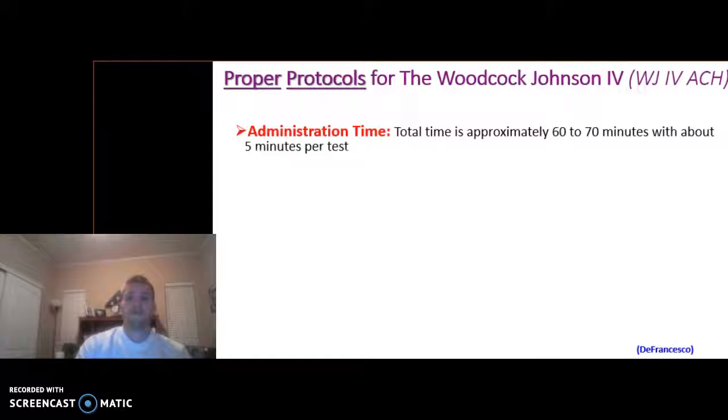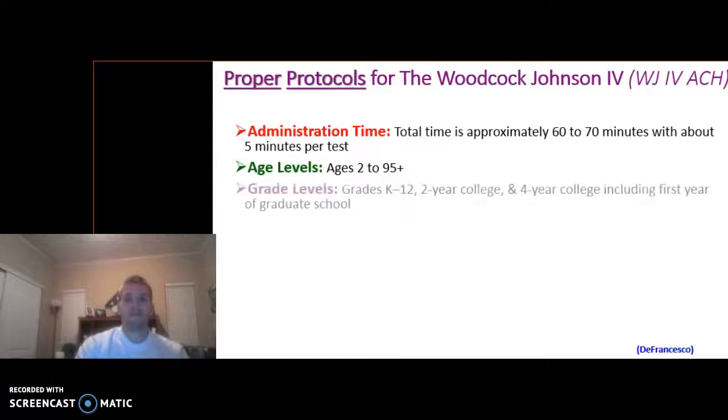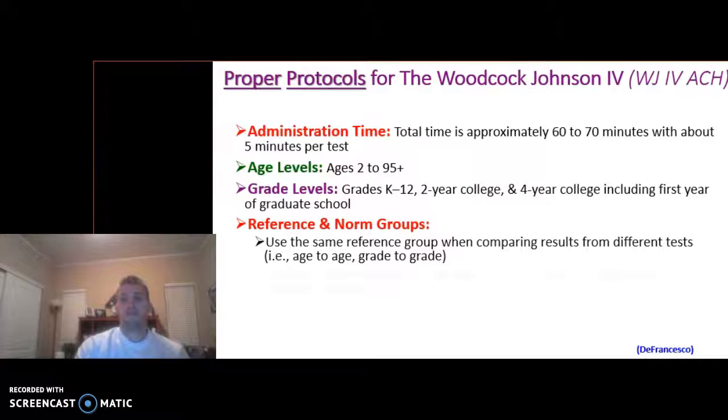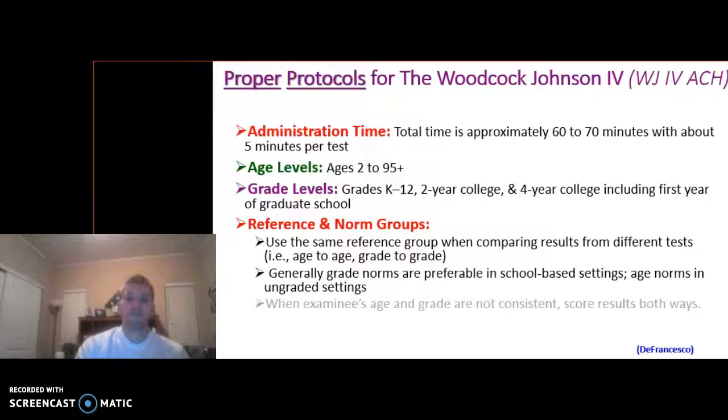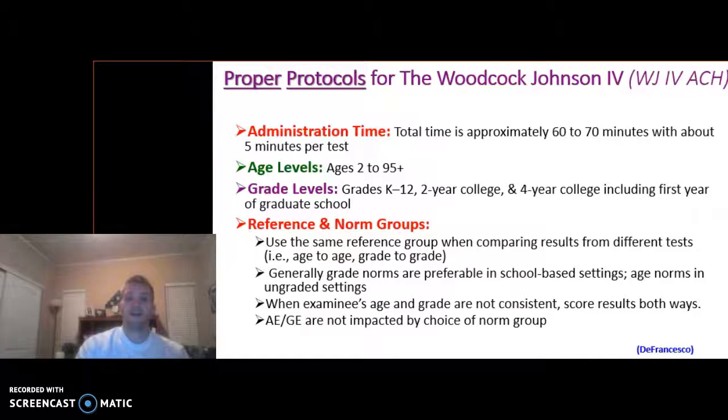Proper protocols for the Woodcock-Johnson. The administration time, again, is 60 to 70 minutes. Age level is 2 to 95 plus years of age. The grade levels can range from kindergarten to first-year graduate students.